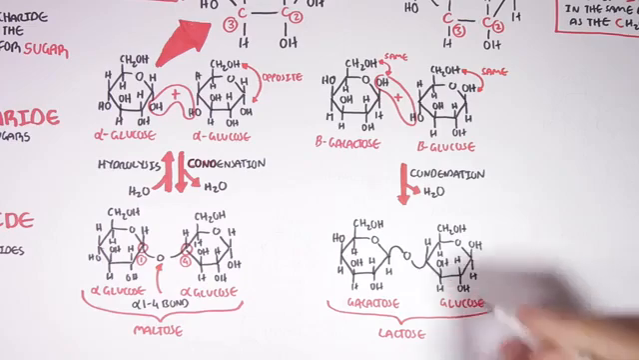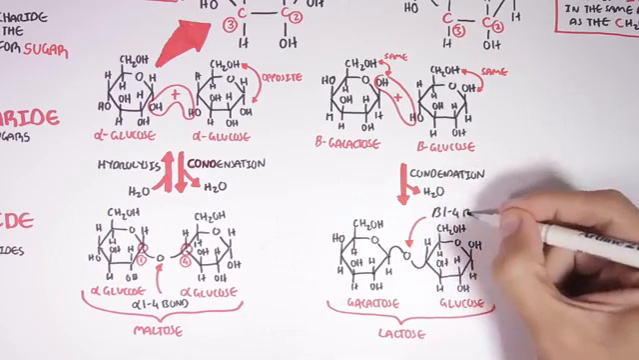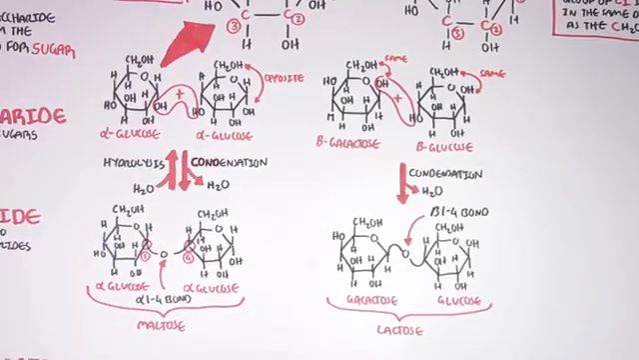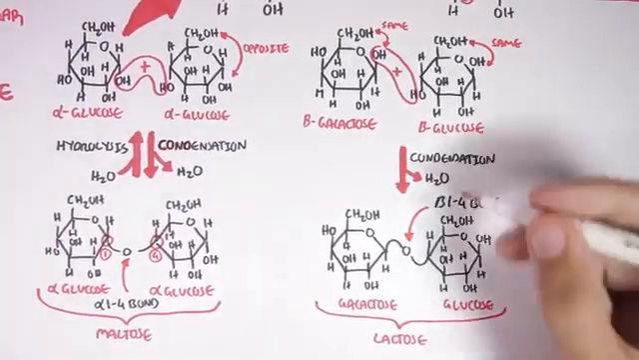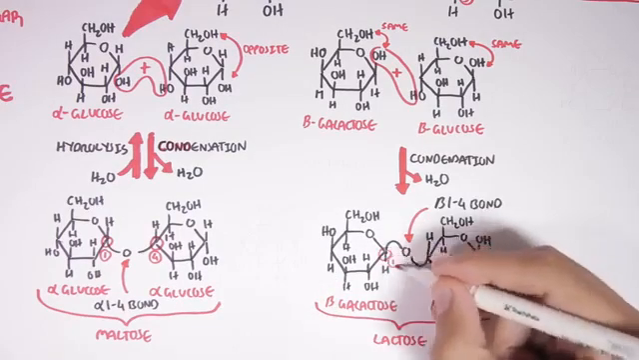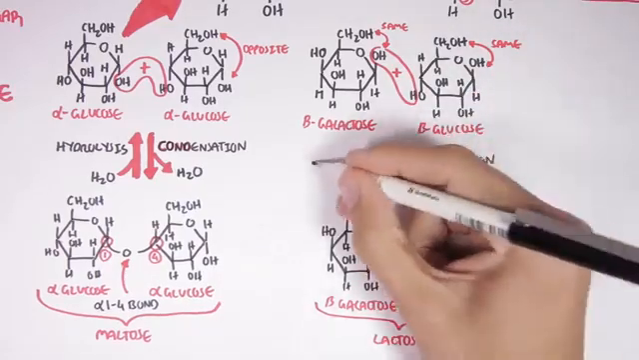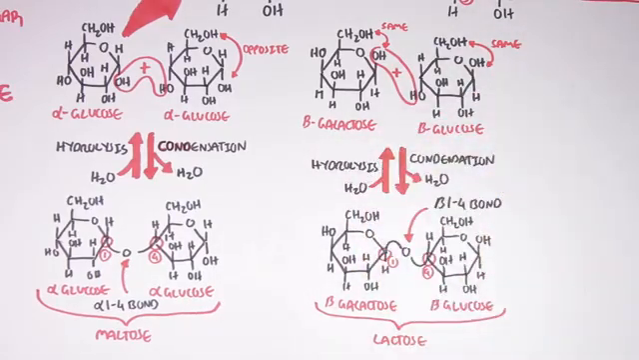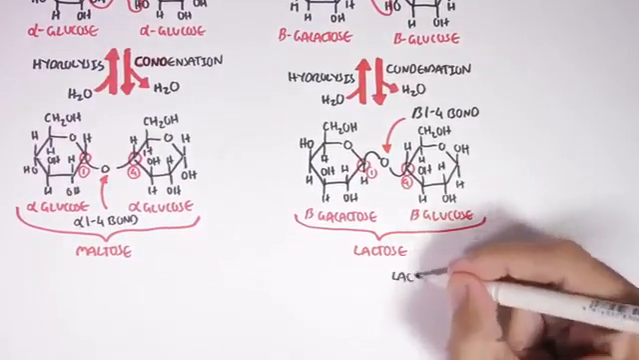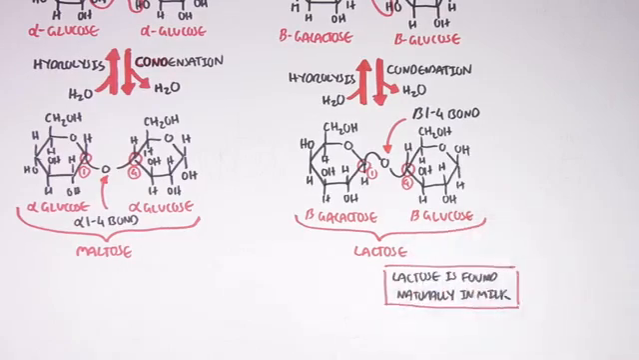The galactose and glucose is linked together by a beta-1,4 glycosidic bond. Now it is called a beta-1,4 glycosidic bond because the galactose and glucose are in a beta configuration, and also carbon number 1 and carbon number 4 are involved. The reverse reaction to break lactose requires hydrolysis by adding water. Now lactose, as you all probably know, is found naturally in milk.